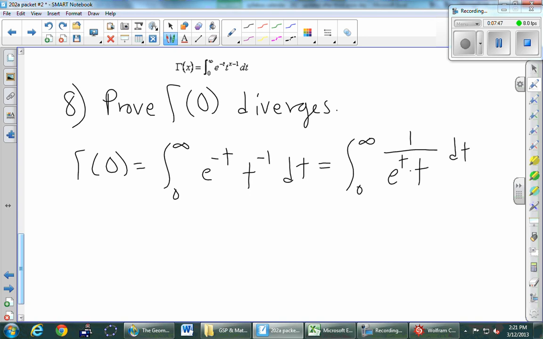Okay, so apparently this thing is supposed to diverge. And the way we're going to get there is to split it up again because we've got two separate issues. There's the 0, which is a problem here because I can't divide by 0. And then there's the infinity, which is just a problem in general. So we're going to split it up into two different things. Again, splitting it up at 1. That's what the hint says. So we'll go 0 to 1 of all that, and then 1 to infinity.